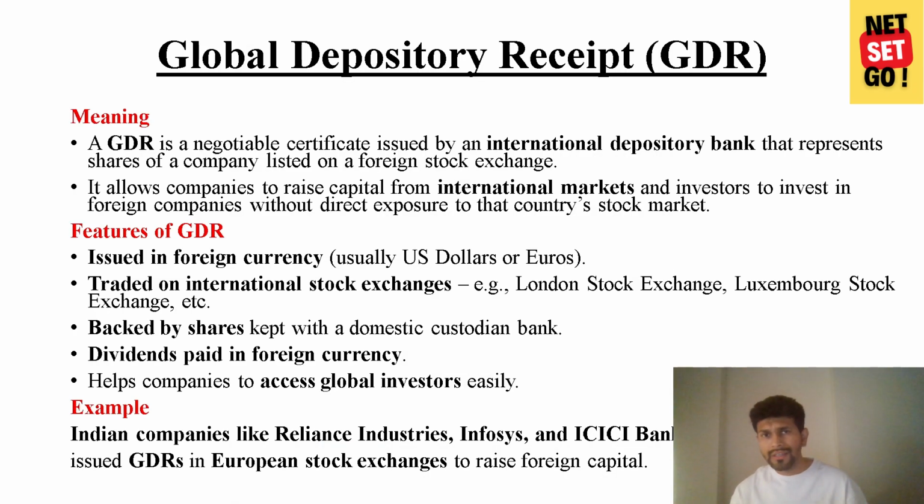Now remember two things. First, GDRs are issued by international banks. And second, GDRs are traded on global stock exchanges like the London Stock Exchange or Luxembourg Stock Exchange, etc. For example, Indian companies like Reliance Industries, Infosys, and ICICI Bank have issued GDR on European stock exchanges to raise foreign capital. So an Indian company can access the money and capital market of a European country. So for a European country, it is GDR.